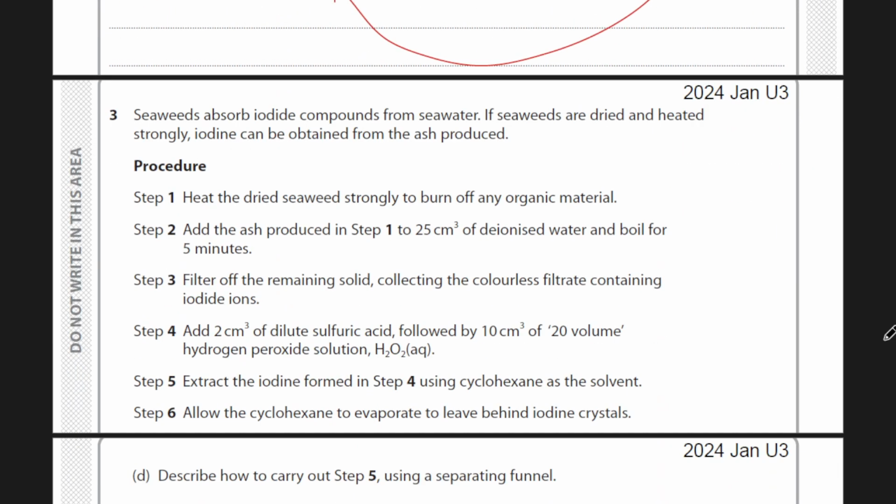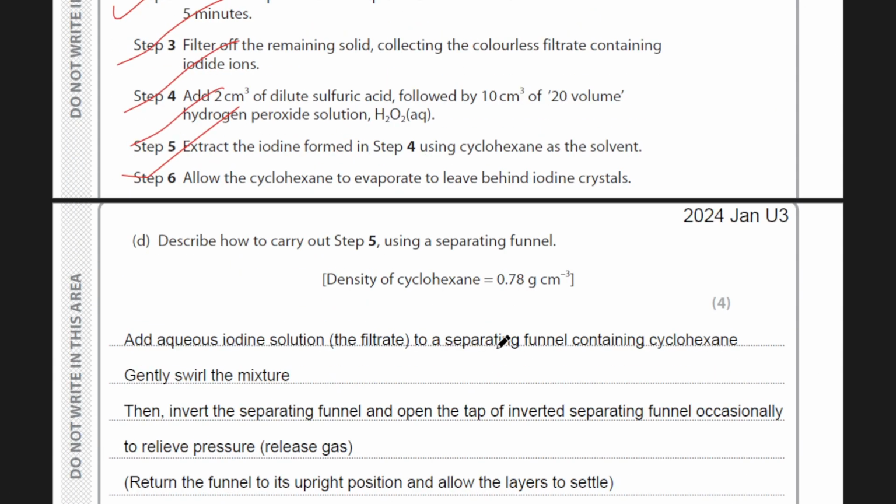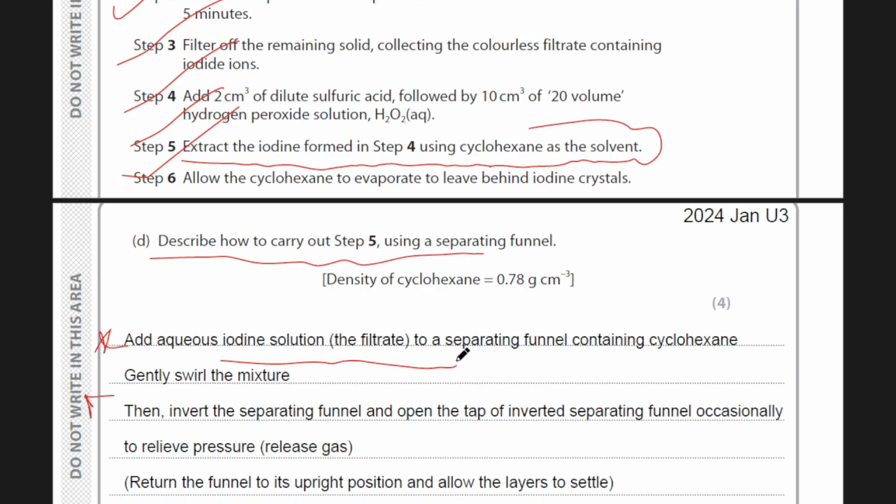Seaweeds absorb iodide compounds from seawater. Now, if seaweeds are dried and heated strongly, iodine can be obtained from the ash produced. What is the procedure being used for? These are the procedure steps: step 1, step 2, step 4, step 5, step 6. The question is, describe how to carry out step 5, which is to extract the iodine formed in step 4 using cyclohexane as a solvent. So we can use the solvent extraction process where we add the iodine solution as a filtrate to a separating funnel containing cyclohexane.